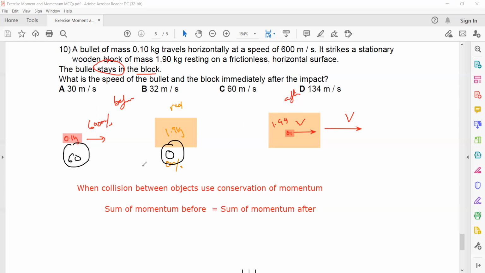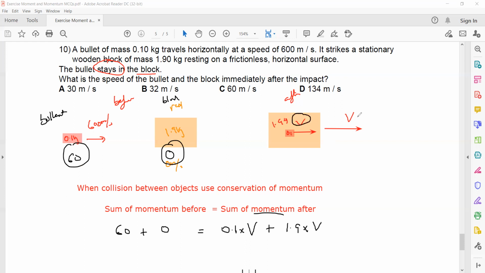So the sum of momentum before collision for a bullet and the wooden block: the momentum of the bullet is 60 and the momentum of the block is 0, is equal to the sum of momentum after the collision. So after the collision, the bullet is having a mass of 0.1 and it is moving with an unknown velocity, say v, plus the momentum of the block, which has a mass of 1.9 and is moving with a velocity v.